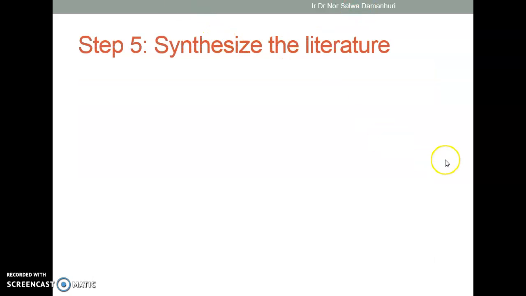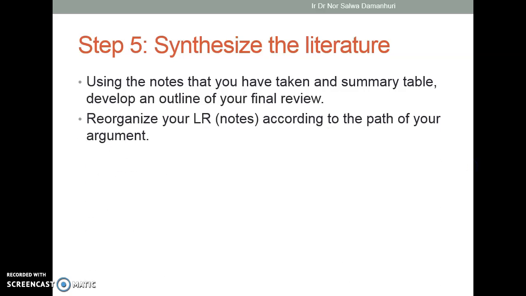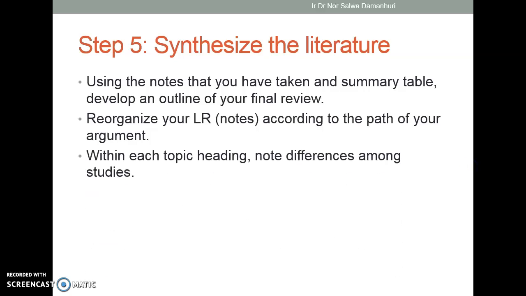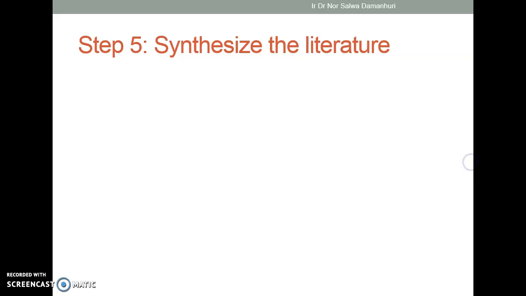Step 5 is synthesize the literature. Using the notes that you have taken and the summary table, you can develop an outline of your final review. Reorganize your literature review notes according to the path of your argument. Within each topic heading, note differences among studies. Within each topic heading, you can also look for obvious gaps or areas that need more research.